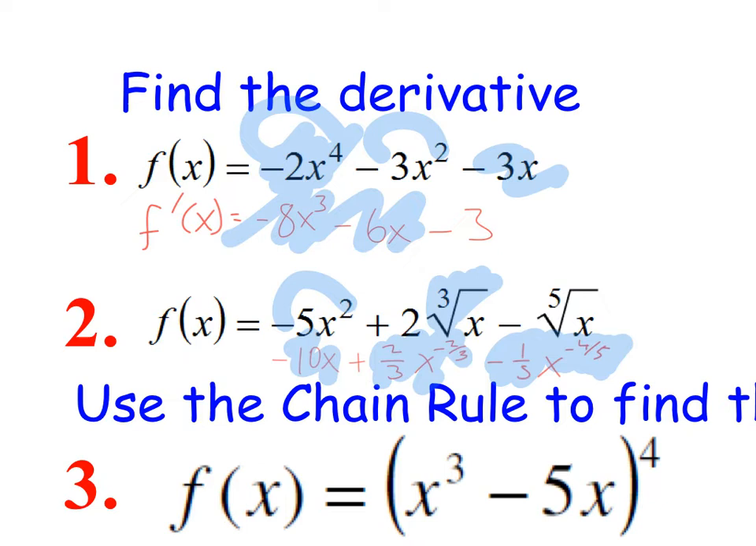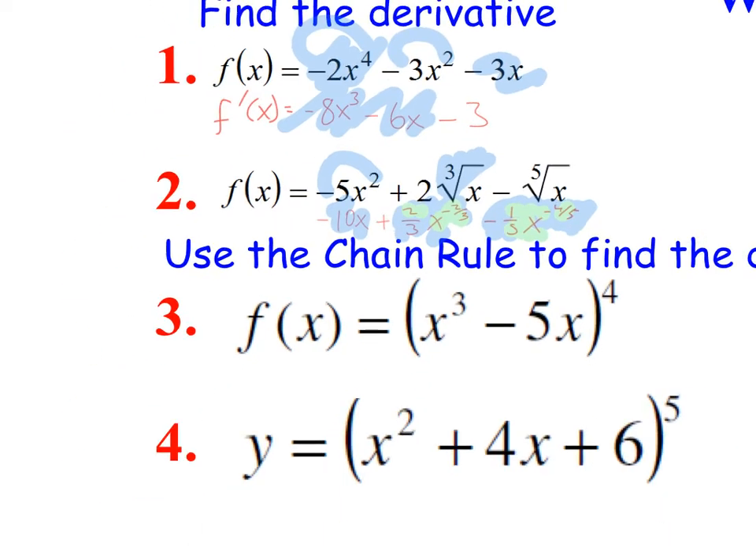Now, further things that you can do is take these things to the bottom, essentially giving you 2 all over 3 times the cube root of x squared. And over here would be 1 over 5 times the 5th root of x to the 4th.